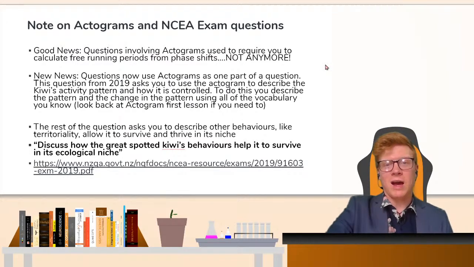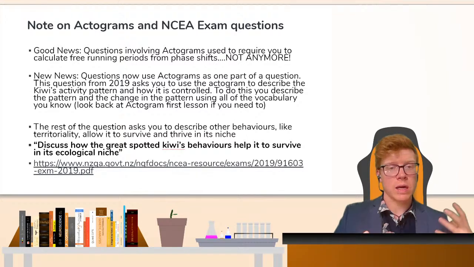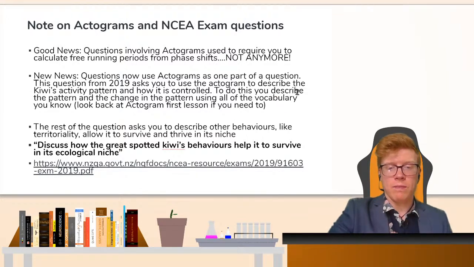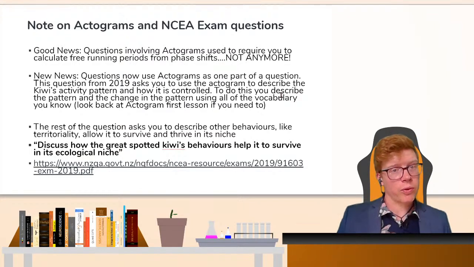You tend to get this as part of a larger question, usually on behavior. So it's important to be able to relate these to some of the learning that you've had across this topic, across this achievement standard, and be able to integrate your understanding of actograms into a more complex answer.